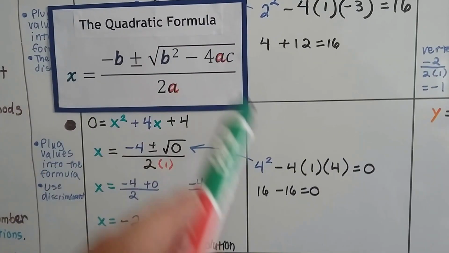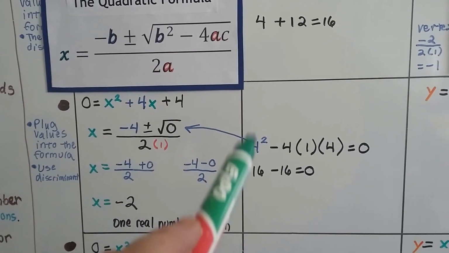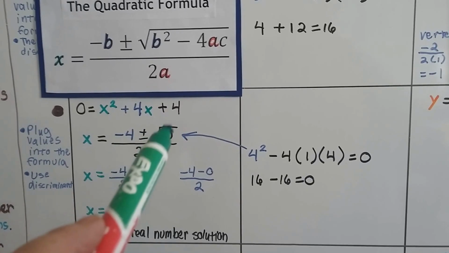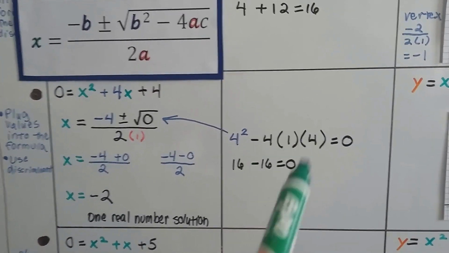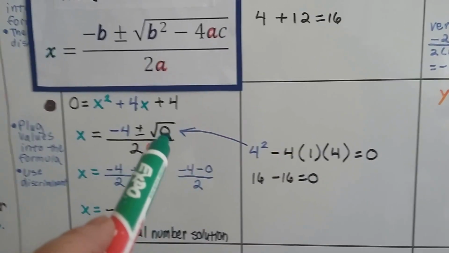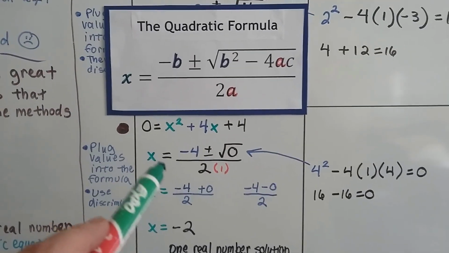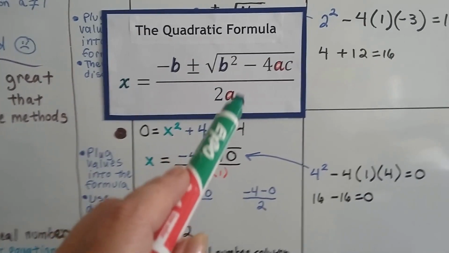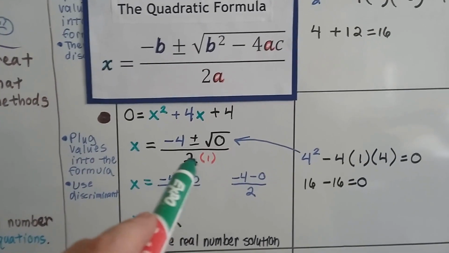That's going to come underneath here. Well, b squared would be 4 squared, wouldn't it? That would be 16. And our a is a 1, and our c is a 4. So we do the math, and we get 16 minus 16, which is a 0. So we're going to put a 0 underneath that radical sign. And we have to do 2 times a, and a is an invisible 1 buddy, right? So it's going to be 2 times 1 is 2.